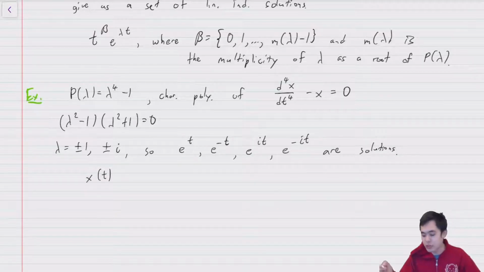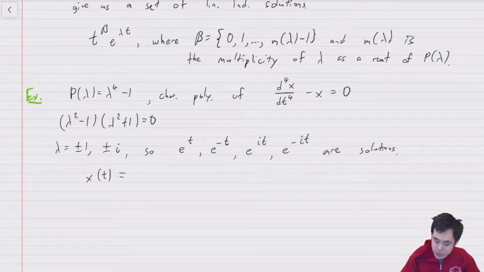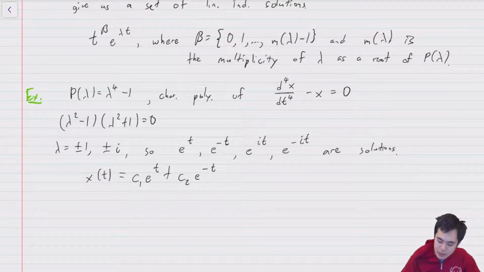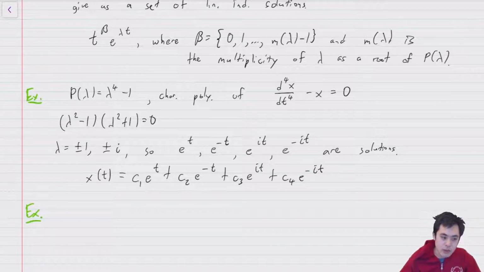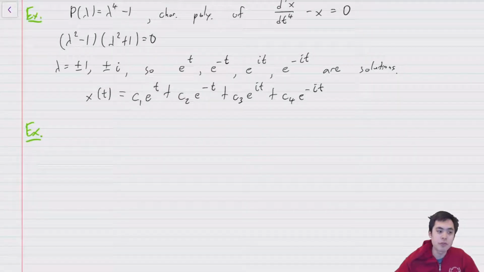And then the general solution to this, since this is a homogeneous equation, and so we don't have to worry about solving for particular solutions. So the general solution here is just x of t is equal to c1 e to the t plus c2 e to the minus t plus c3 e to the it plus c4 e to the minus it. Okay, so that was an example where all the roots had multiplicity 1.